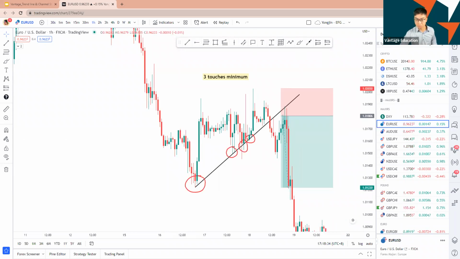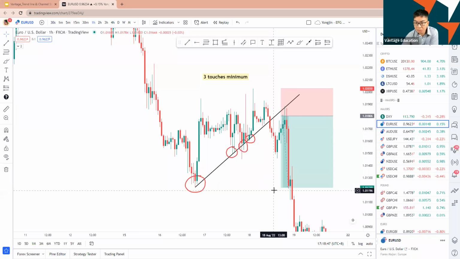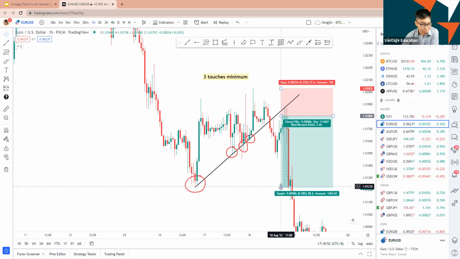Please use fundamentals too. A trend line has to work with other things too. You do not just use a trend line alone. So please watch out for the news on Forex Factory. If there are any important news, please do not trade off just the trend line. Please read the news too.